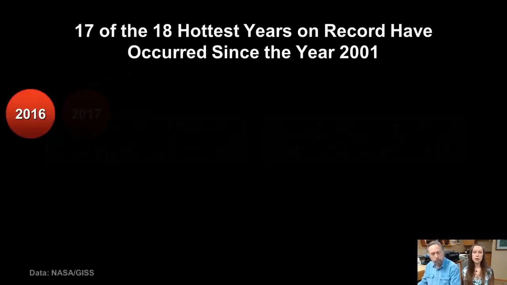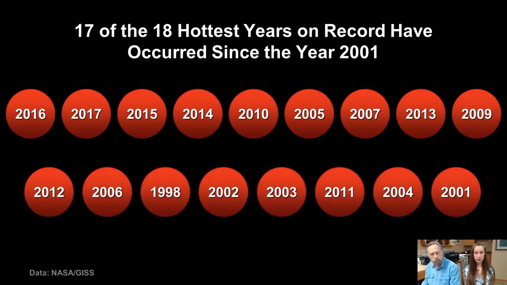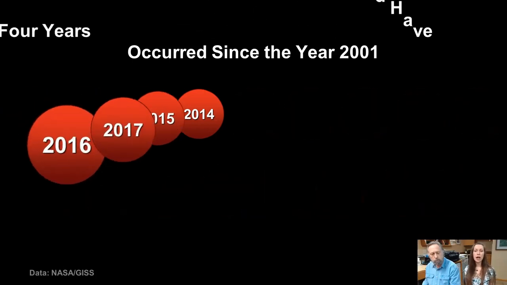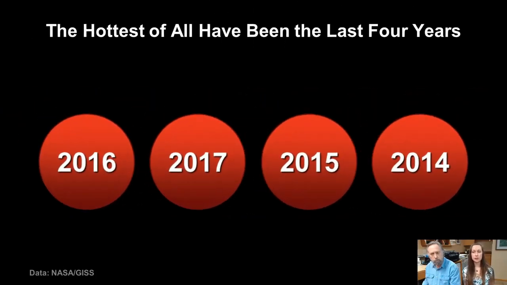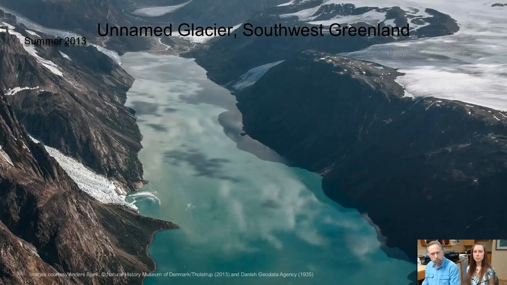As a result, 17 of the 18 hottest years on record have been since 2001. And the four hottest years ever have been the last 4 years. One of the most undeniable signs that we have a warming of the planet is that our glaciers are melting. Here's a glacier in 1936 in Greenland. And here is that glacier today.